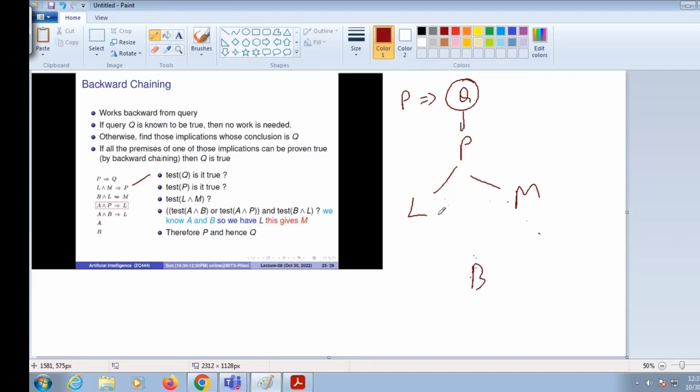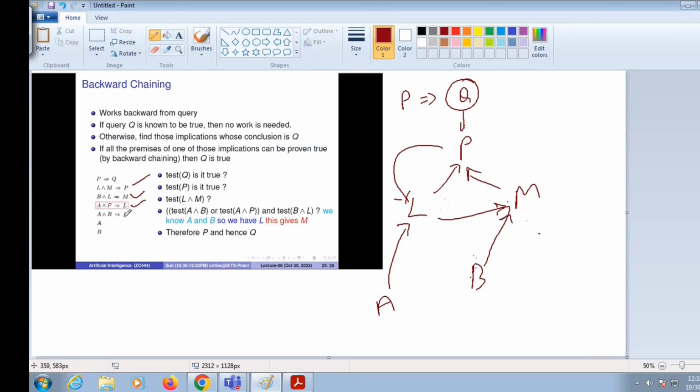So I have M is equal to B and L. L is equal to A and P. So there is some A and there is some P. From here we come to this particular thing. So we came into this particular way. From here we came here. So we don't have anything till now.